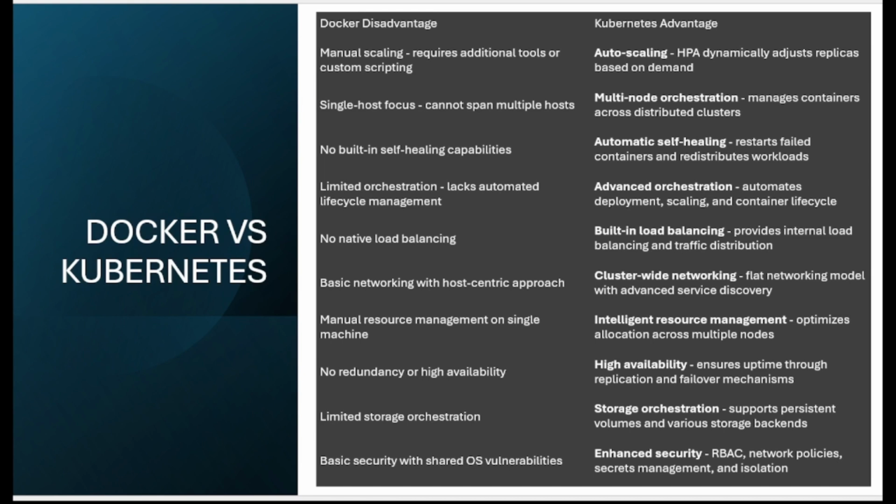Because basic networking with a host-centric approach is being done in Docker. Host-centric in the sense that only the local host is affected. But in Kubernetes, based on clusters, we divide the hosts and we perform the operations, not manually, automatically.